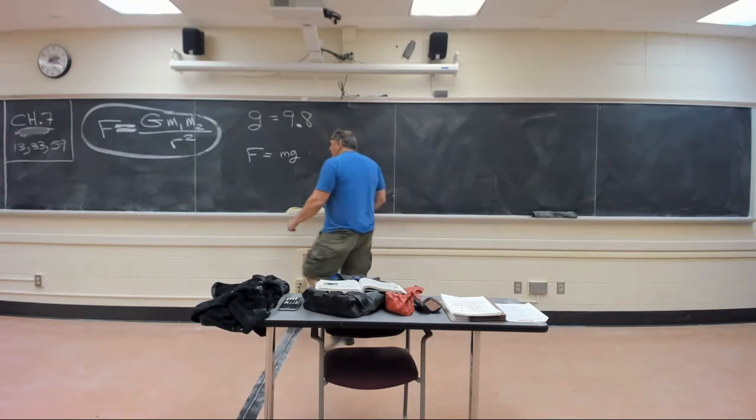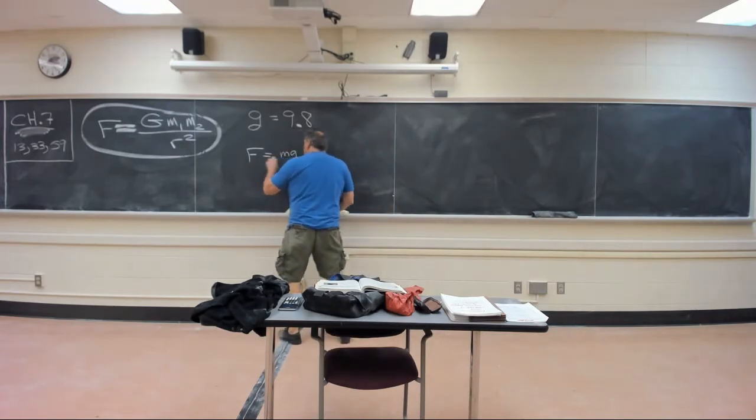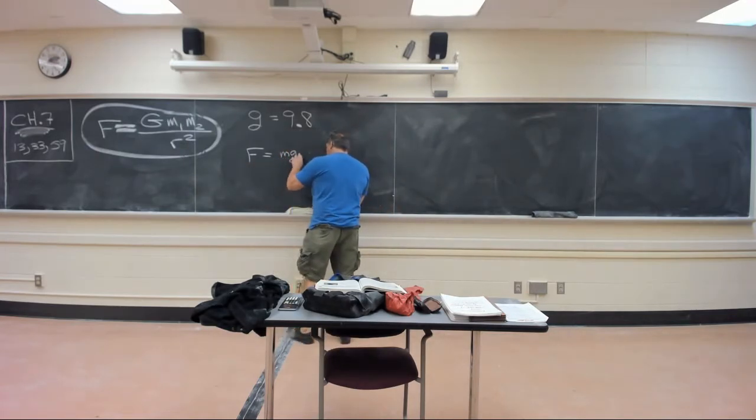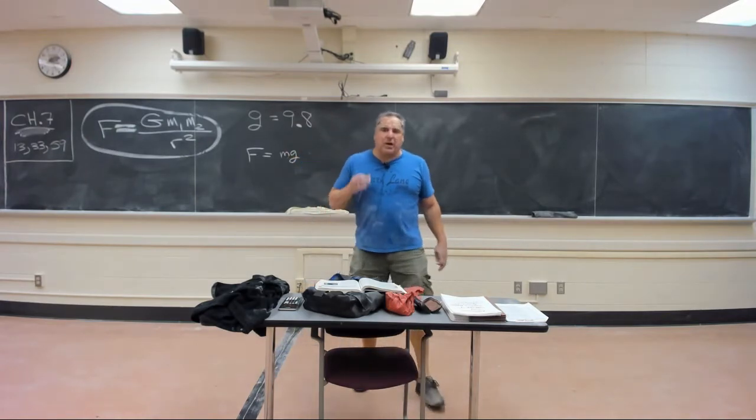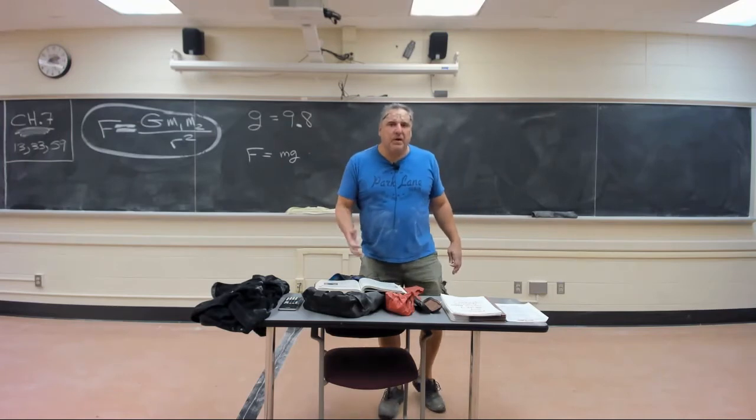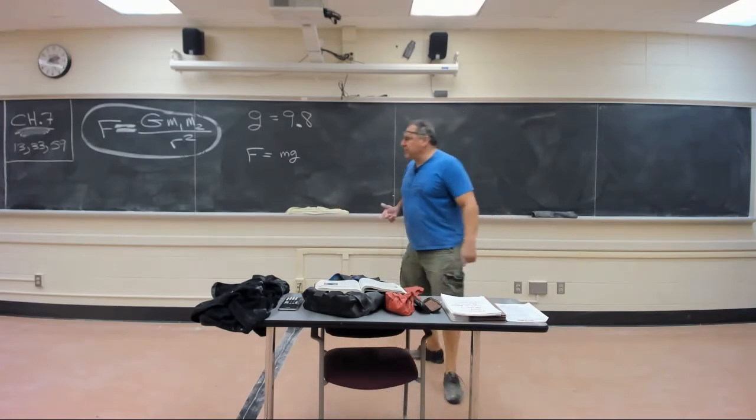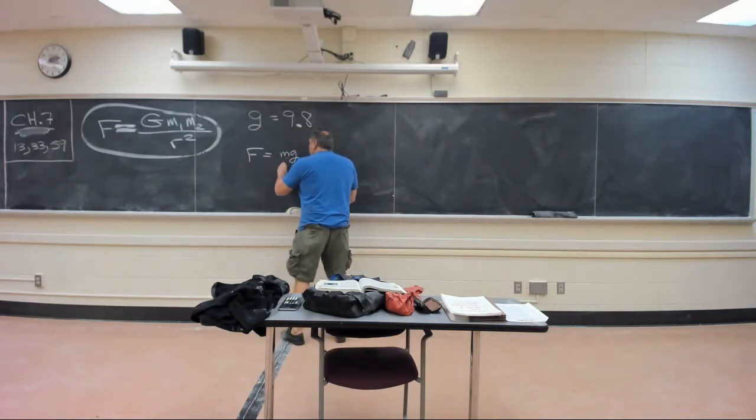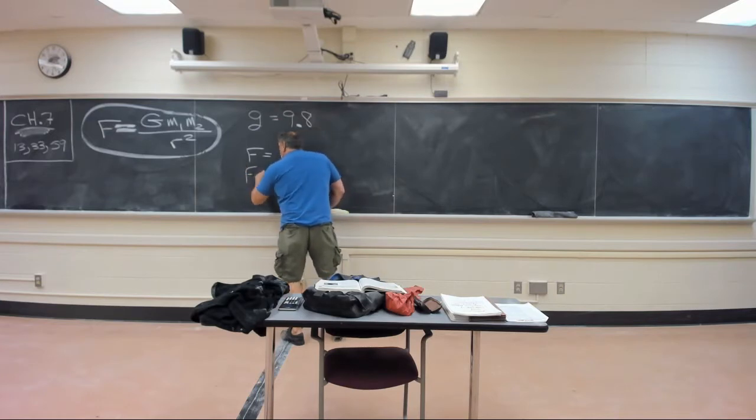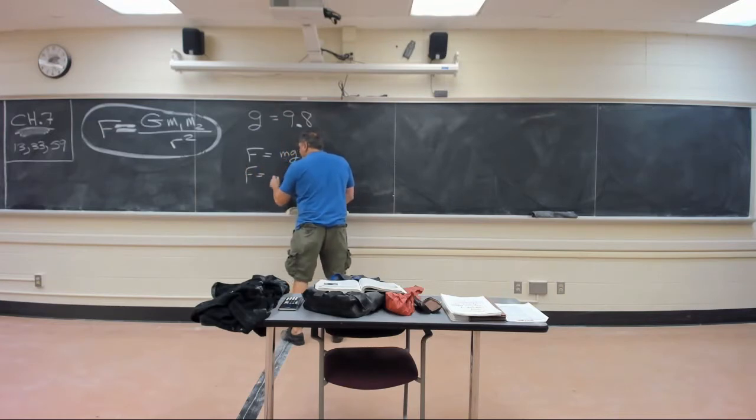Yeah, true. The force of gravity close to the surface of the Earth is mg. That's just a fancy way of saying the weight. The weight of an object close to the surface of the Earth is mg. So that's the force experienced by the mass m, close to the surface of the Earth. It's also equal to this.